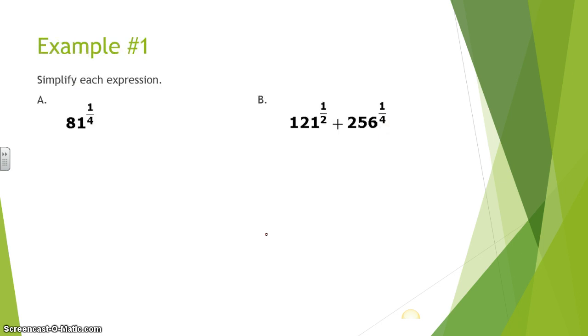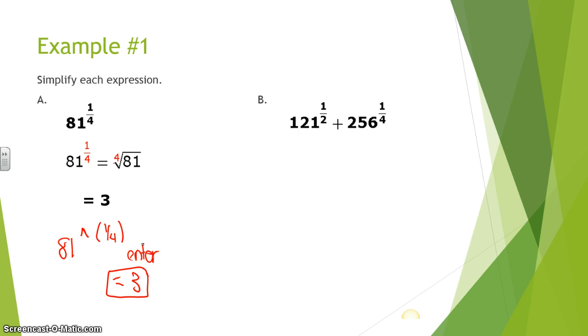Let's look at some examples here. We're going to simplify these expressions. Looking at a, we have 81 to the 1/4 power. So the first step we're going to do is we can write this with the radical symbol. So we have 81 to the 1/4 is the same as writing it as 81 under the fourth root, which equals 3. And in your calculator, if you take 81 raised with the exponent 1/4 in parentheses and then press enter, you should get the value of 3 in your calculator when you simplify that out.